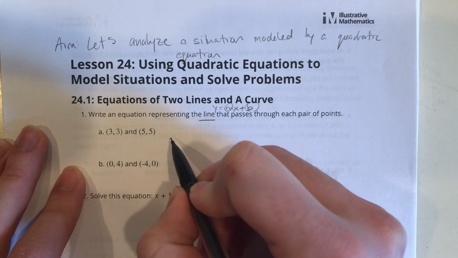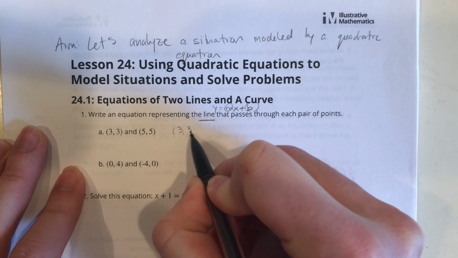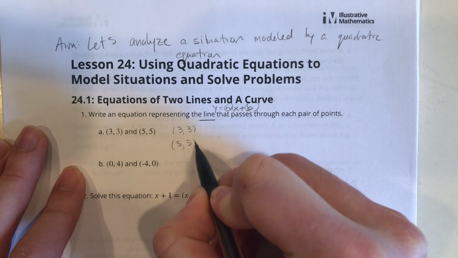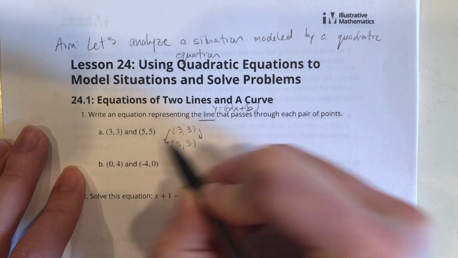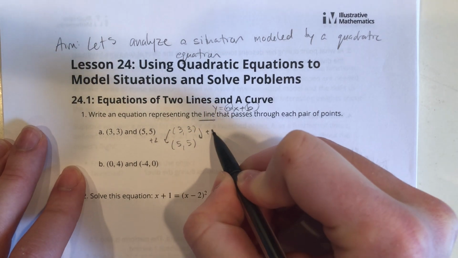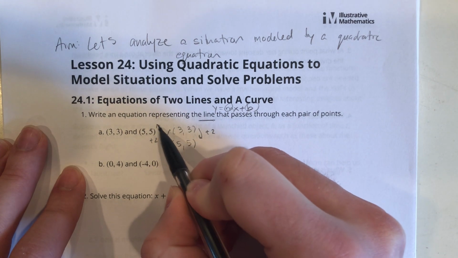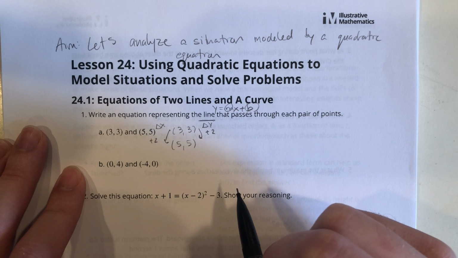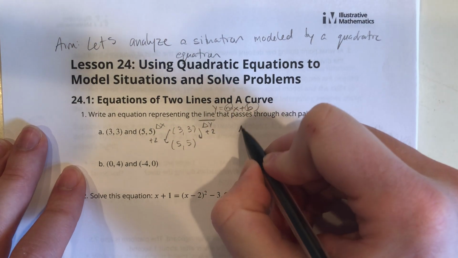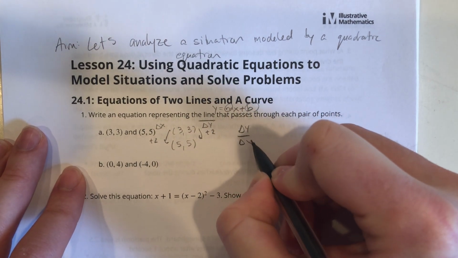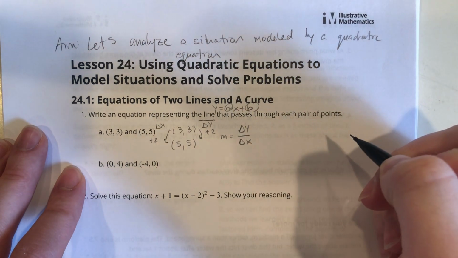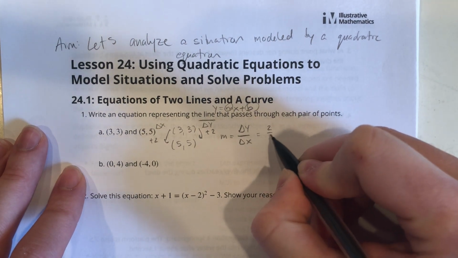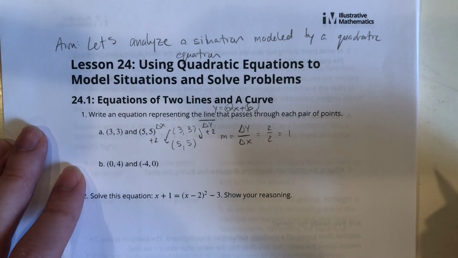So first, I'm going to stack my coordinates, 3, 3, 5, 5, so I can find the differences in my change in x and my change in y. So both of them happen to be positive too. So that means when I write change in y over change in x, if I want to calculate my slope, that's going to give me 2 over 2, or just 1.